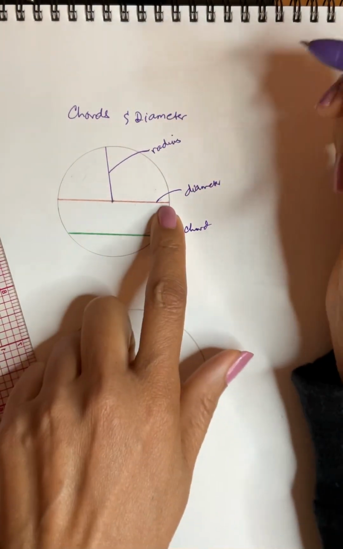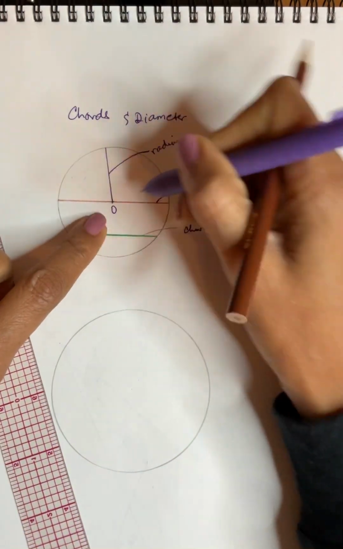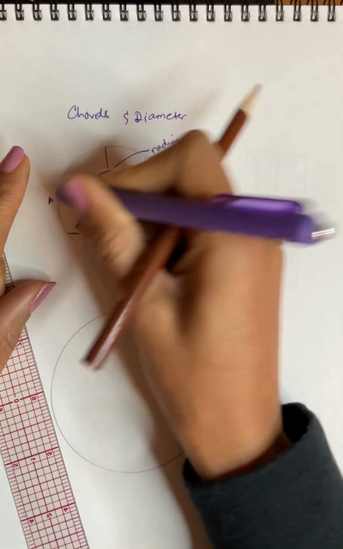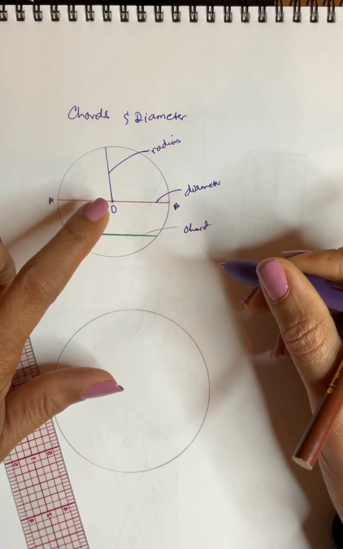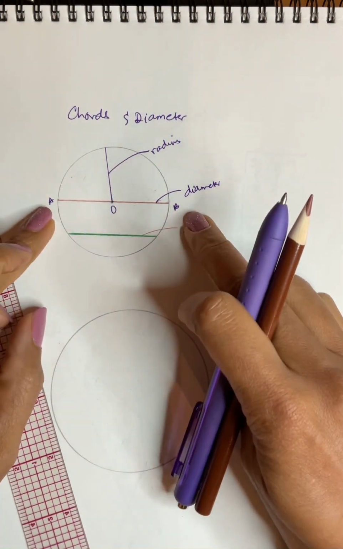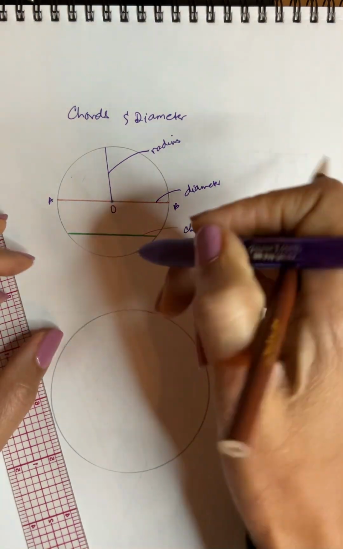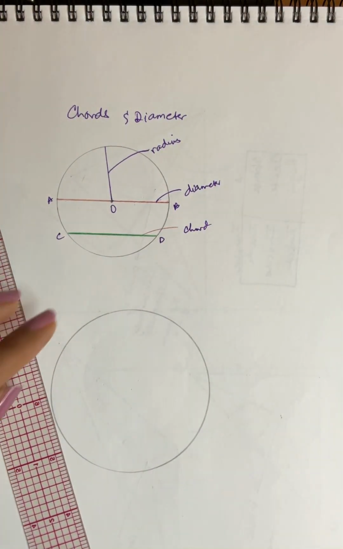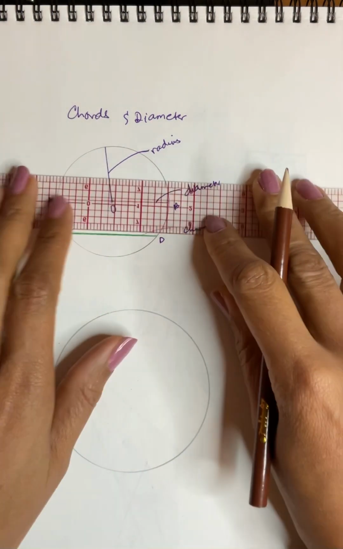Or we can say that this radius is from O to, say, let's name this B, and we have A to O is a radius and O to B is a radius. When two of them meet, it forms AB, which is the diameter. Now, CD is the chord, doesn't go through the center.